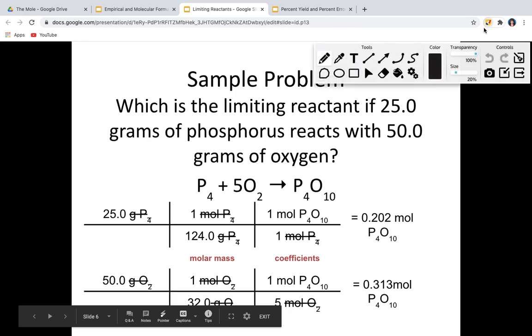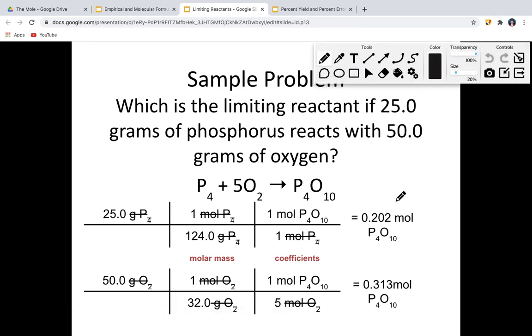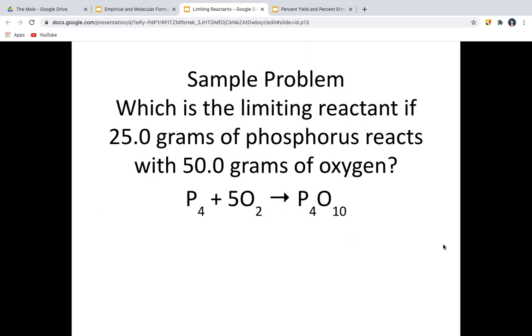So it wanted to know what's the limiting reactant. Now remember, it's going to be the one that produces the least amount of moles. So P4 is the limiting reactant, and you need to put some indication that that's the limiting reactant. So I put P4 LR. And O2 is the excess reactant. Once again, you could write that out, but I'm a lazy chemist. I abbreviate everything.